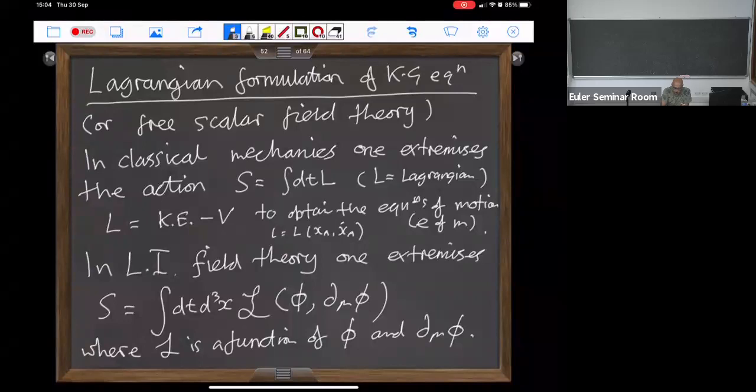Now we're going to introduce what's called the Lagrangian formulation of field theory, and apply it here to the Klein-Gordon equation. To motivate that, in the Lagrangian formulation of classical mechanics, one starts with the action, which is the time integral of the Lagrangian. The Lagrangian is a function whose values give you the difference between the kinetic energy and the potential energy as functions of the variables in classical mechanics, which are the positions of the particles and their time derivatives.